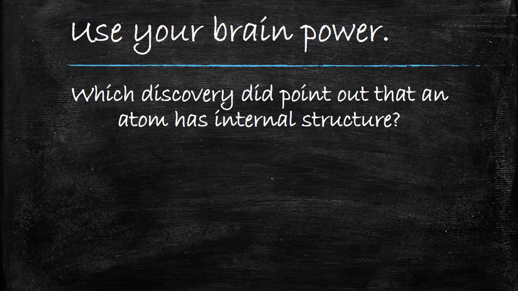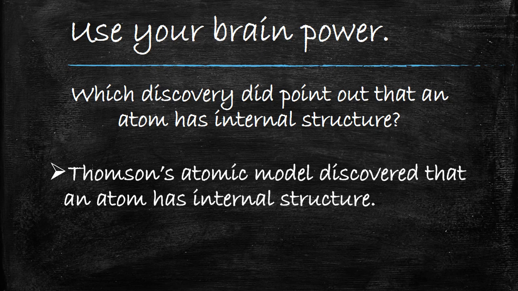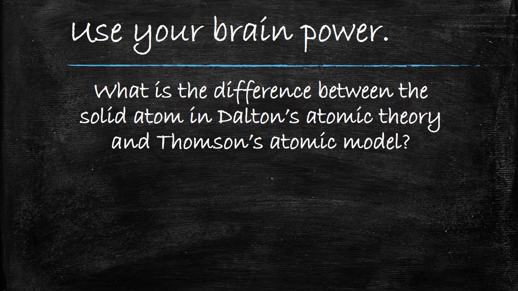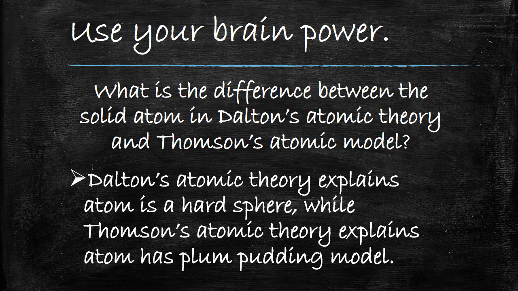Let's answer a few questions, students. The first one: which discovery did point out that an atom has internal structure? Think, students. Thomson's atomic model discovered that an atom has internal structure. What is the difference between the solid atom in Dalton's atomic theory and Thomson's atomic theory? Dalton's atomic theory explains that the atom is a hard sphere, while Thomson's atomic theory explains the atom has a plum pudding model.